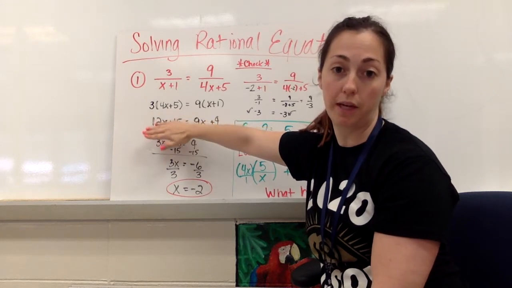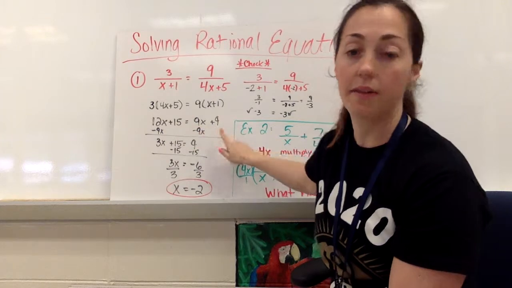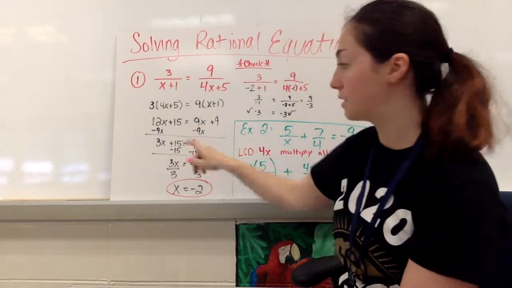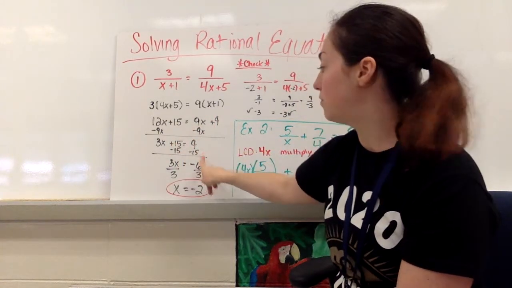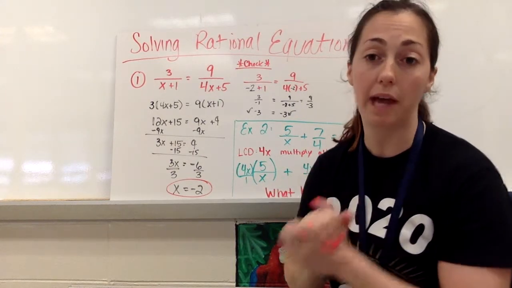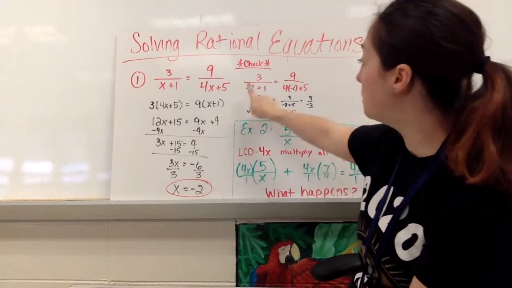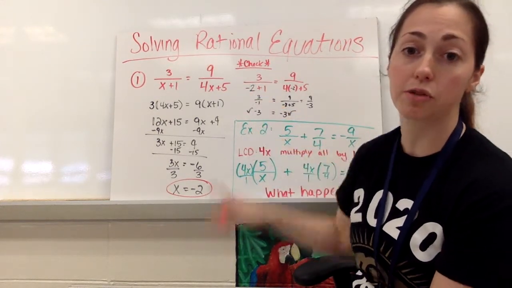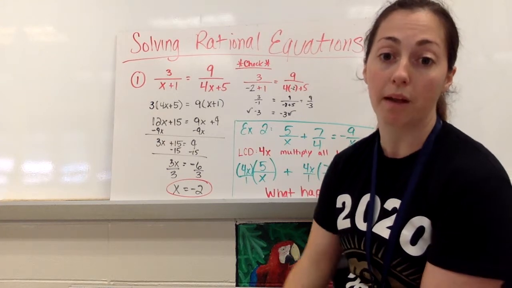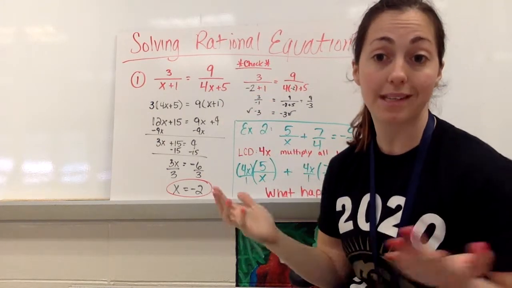You distribute the 3, you get 12x plus 15. You distribute the 9, you get 9x plus 9. And then solve accordingly. Subtract 9x from both sides, subtract 15, divide by 3, and you get a solution. Big thing with this stuff, you really have to check. You'll see why in a couple days. When you plug in -2, you do get a true statement in this case, but not a lot of times you do, so you always have to check. And make sure that you agree with me. Maybe I made a silly error.